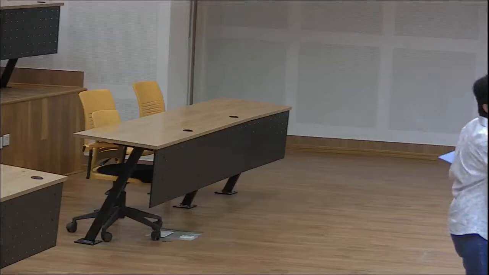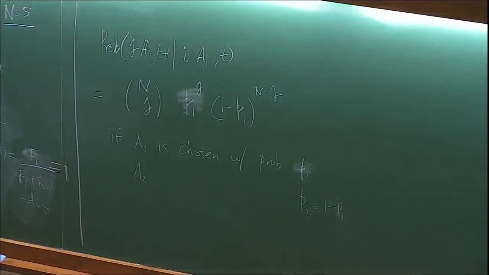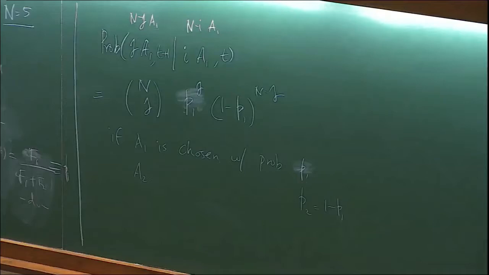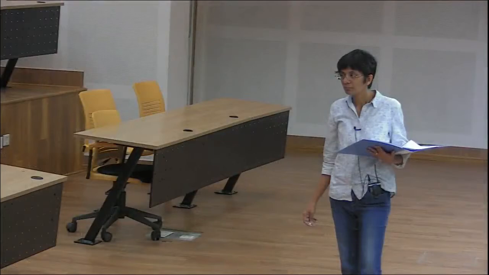P1 is that, yeah. N is I plus J, no? I had I A1s, so I had N minus I A2s initially, and now I have N minus J A2s. The number of A1 plus A2 is my total. Yeah, sorry, you're right.